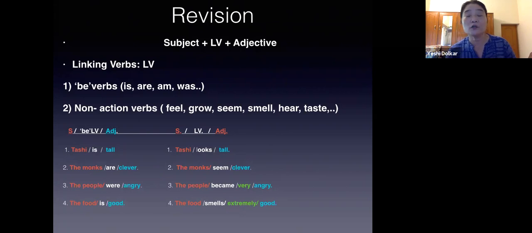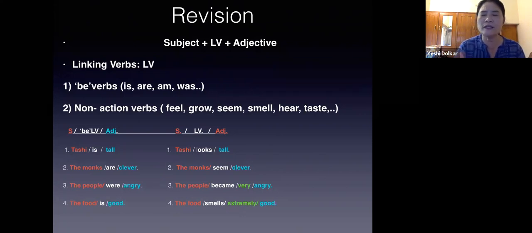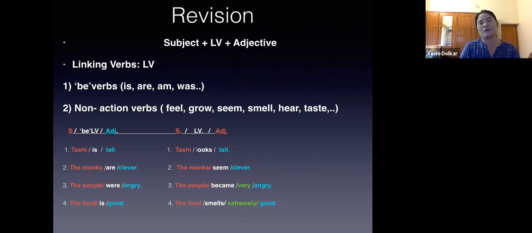All right. The food smells good. All right, there's no doer. When there's no doer in English, these are not actions. Do you understand? That's why they're called non-action, and that's why they come under linking verbs. The linking verb. So linking verbs are the be verbs today.